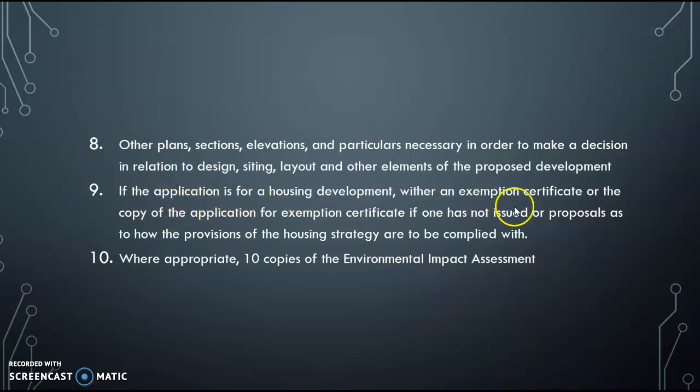And if the application's for housing development, either an exemption certificate or a copy of the application for an exemption certificate, as to how the provisions of the housing strategy are to be complied with, must be submitted as well. And 10 copies of the environmental impact assessment. So we'll be looking at that in a different set of lectures in topic 3.